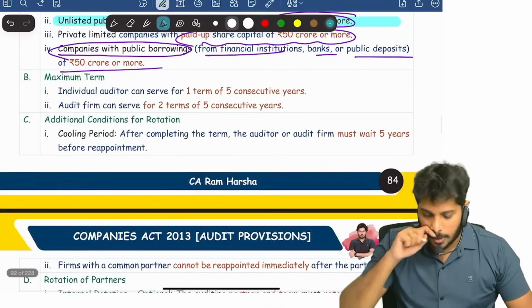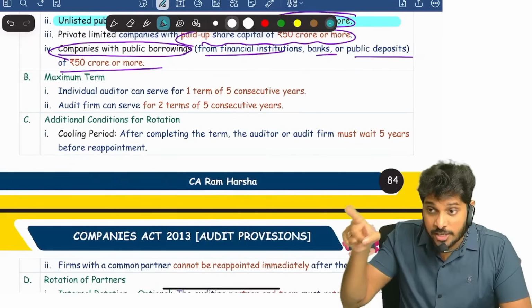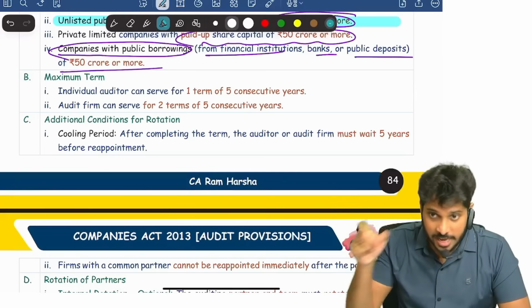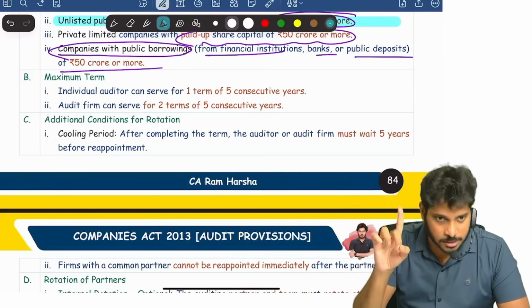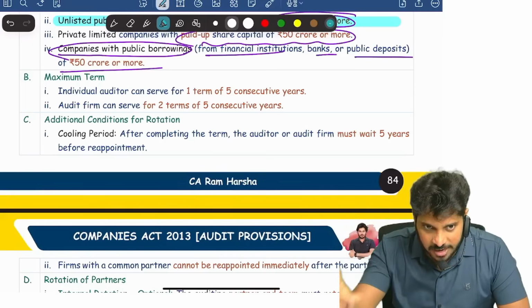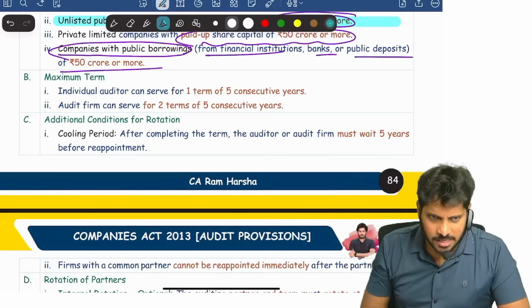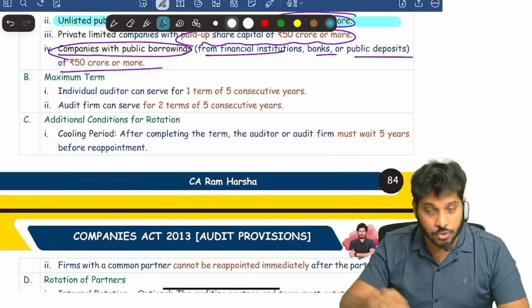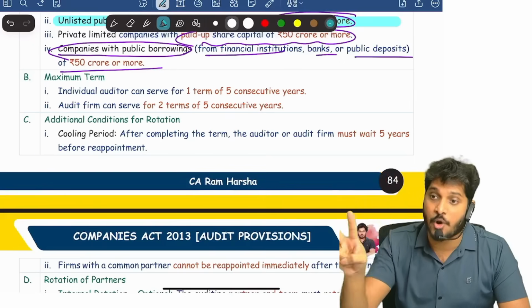Next, what is rotation? As per the rotation, an individual practicing CA or a sole proprietary firm can act as an auditor for the company for a maximum of one tenure of 5 years. Suppose it is a partnership firm: one tenure they can act, and we can again appoint them for another tenure. Totally 2 terms of 5 years, a partnership firm can be appointed as an auditor.